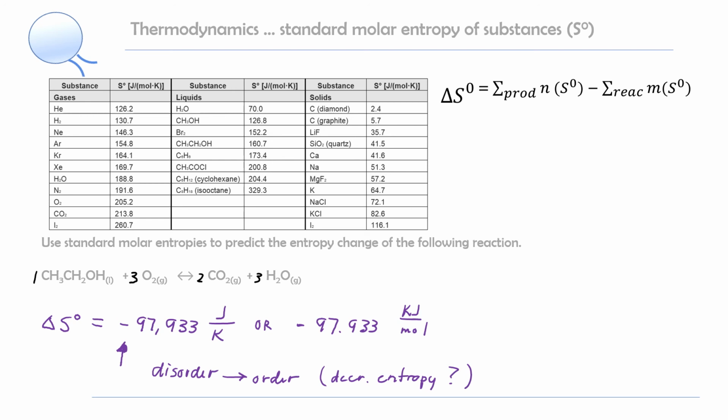All right, do we expect a decrease in entropy? If we go back to our rules, let's consider gaseous reactants and products. Amongst our reactants, we had 3 moles of gaseous reactant, and we produced a total of 5 moles of gaseous product.